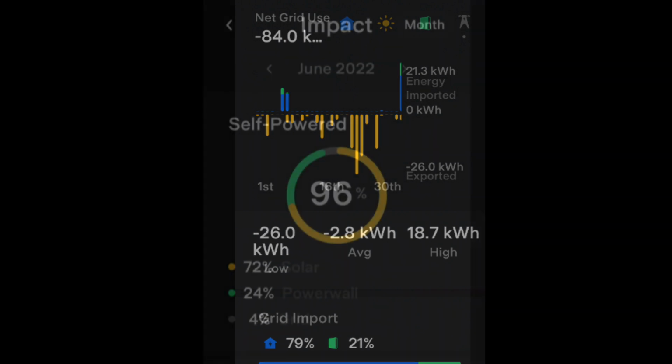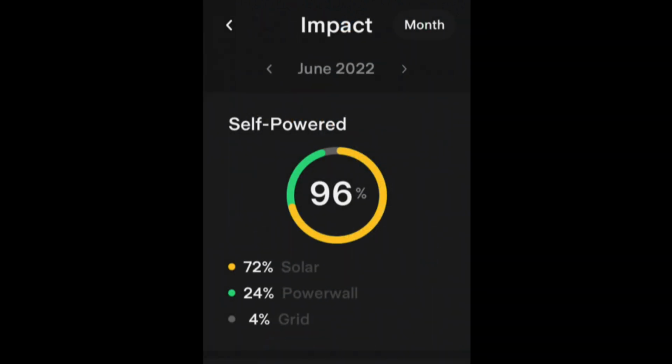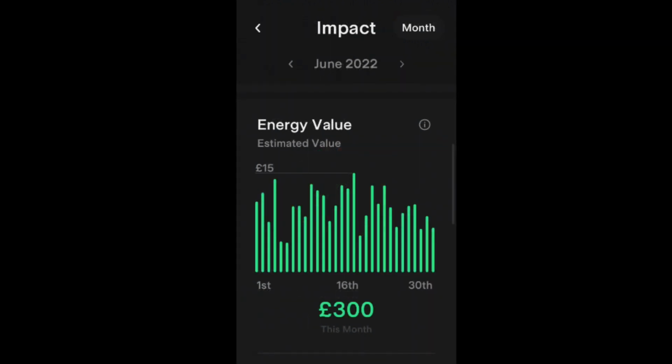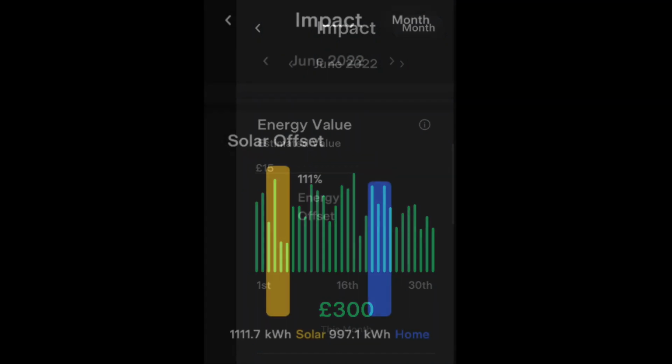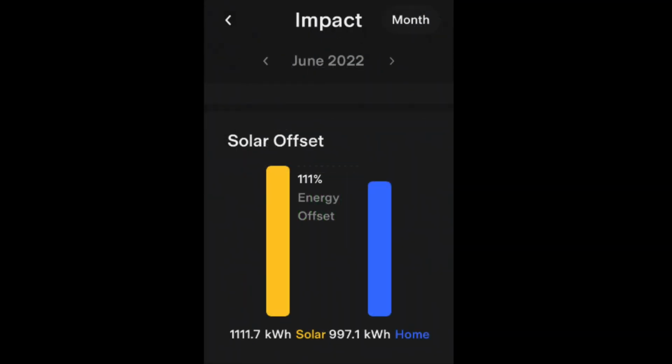And we were self-powered for 96% of June, and we saved £300 compared with what our tariff would have cost us without the solar and the Tesla Powerwall. And we generated 111% of our home usage.